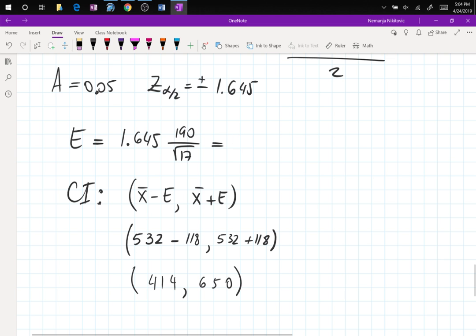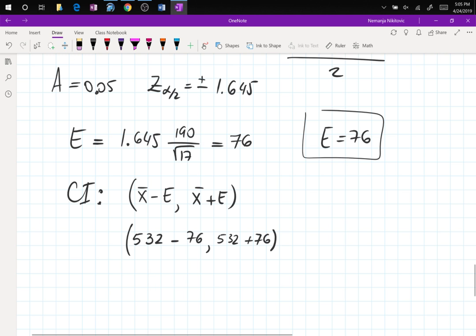So I'm going to call this now 76. So the margin of error is 76. That was one of the questions. And now these 118s become 76s. And then these numbers here change. So 12 minus 6 is 6. 12 minus 7 is 5. And that's a 4. And then when you add, 608. Better?